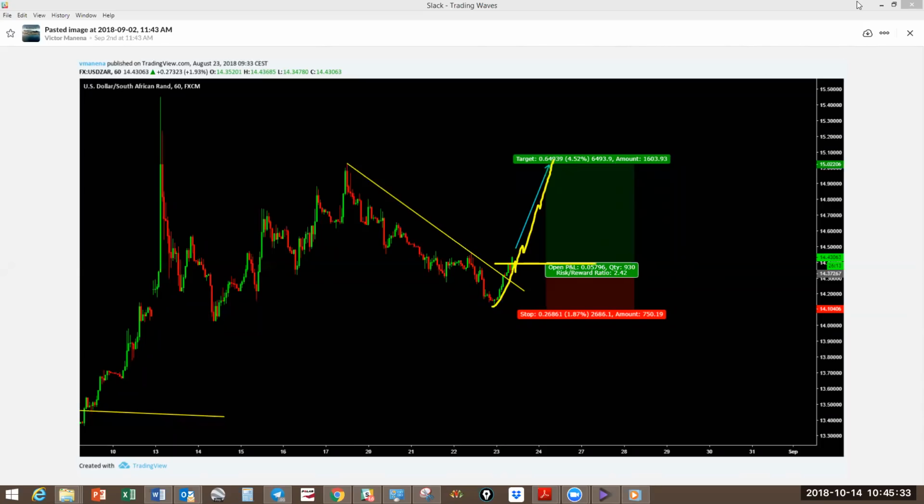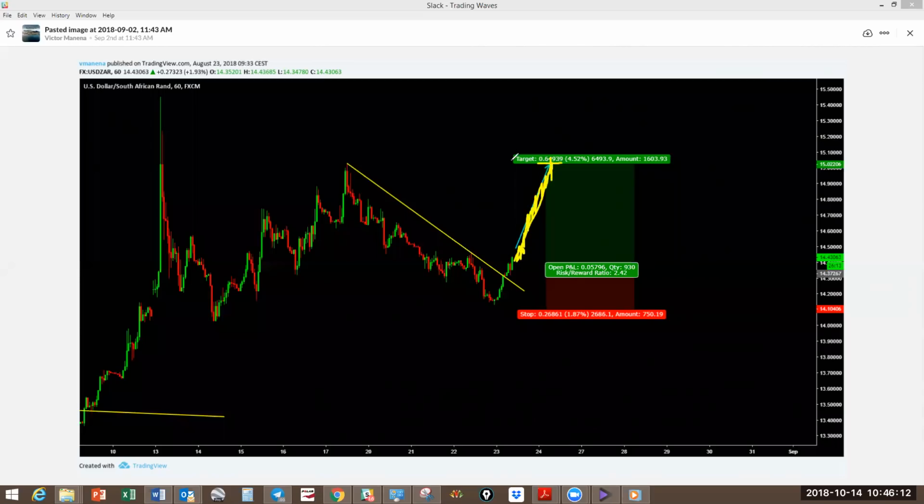Another interesting thing is the fundamentals and the news and data releases with the Elliott Wave theory. I did this chart on the 23rd of August, and since the 23rd of August, the rand has been weakening. Apparently, there was news that the current finance minister was involved in some scandals in the last couple of weeks. That weakened the South African rand against the US dollar, so that has reached that target.